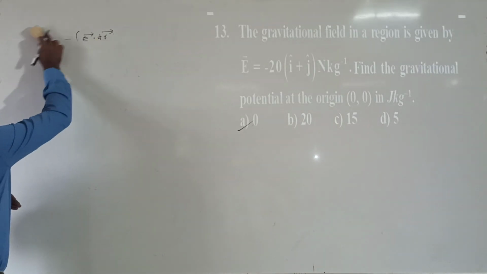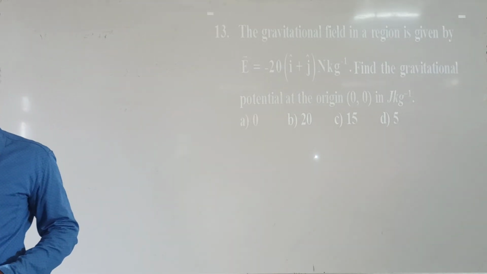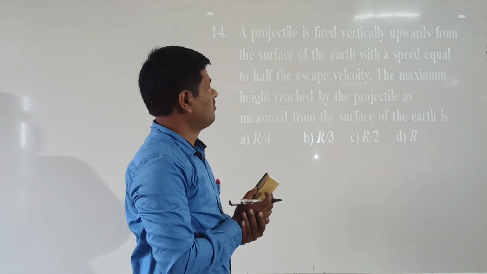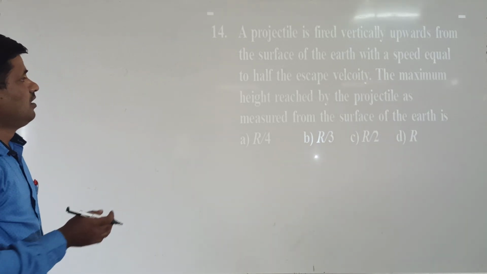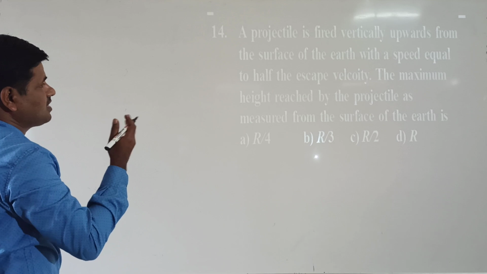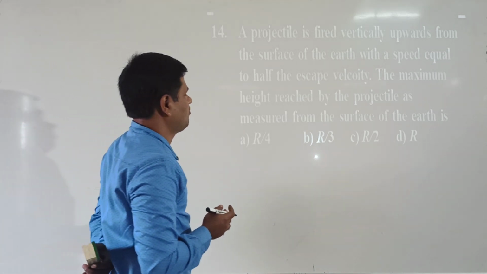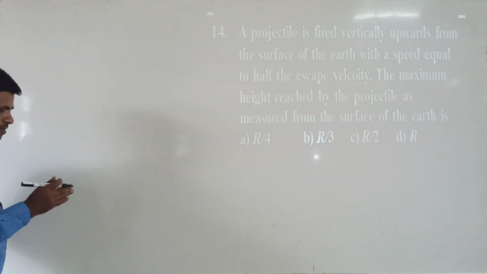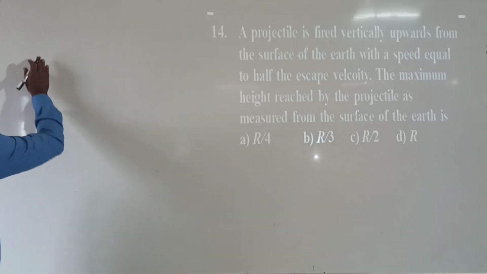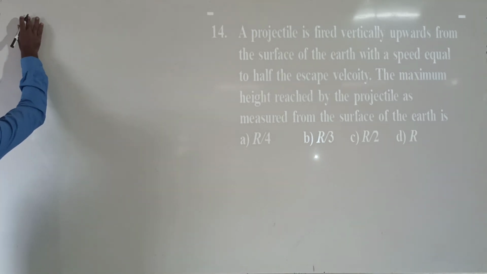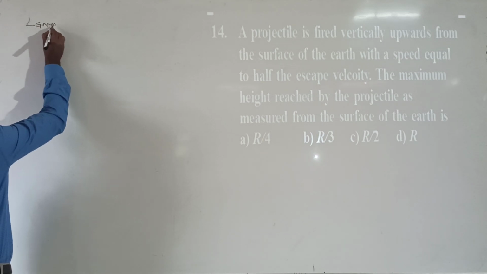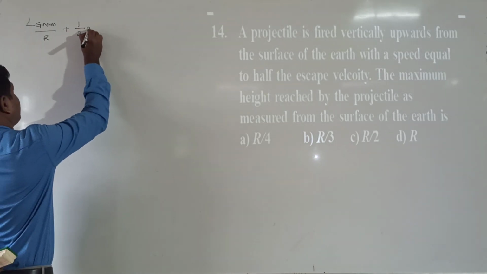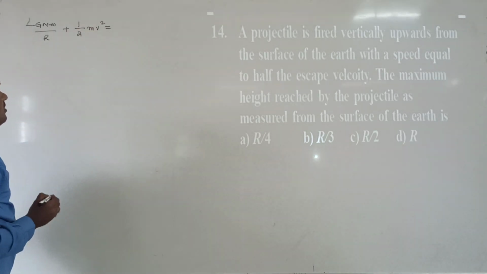Next we see the 14th question. A projectile is fired vertically upwards from the surface of the earth with half of the escape velocity. We have to find the maximum height reached by the projectile. At the maximum height, velocity is 0, so it has only potential energy. On the surface, it has two energies, kinetic energy and potential energy. On the surface, the potential energy is minus G M m by R. Next, the kinetic energy on the surface can be written as half m v square.